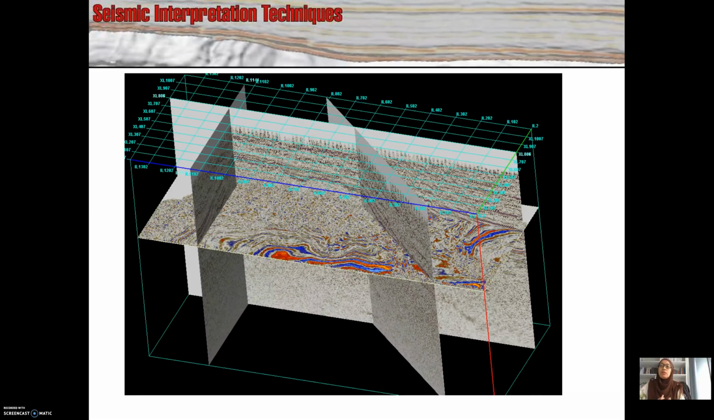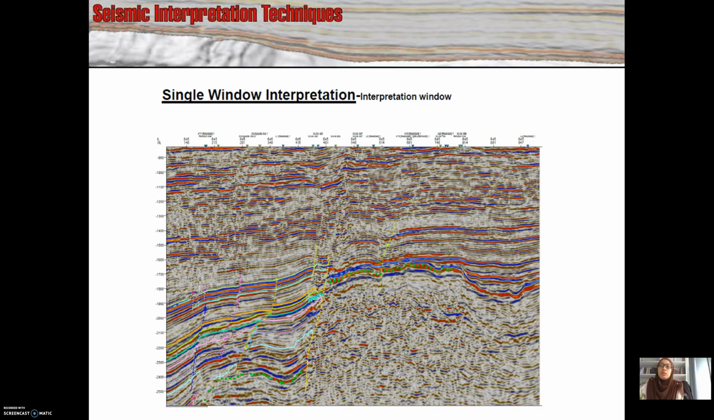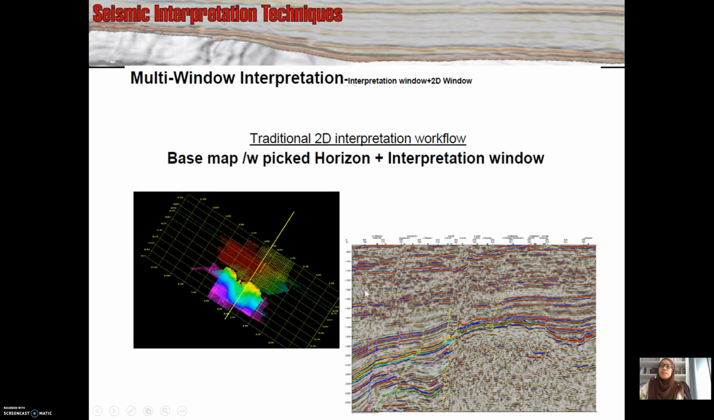This is the example. You can see things in diagonals, in cross line, in inline, in time slice. This is an example from Petrel. So for 3D, you can still work with 2D. It means you can still work in the 2D domain. So this is a 2D domain. For 3D data, in the interpretation window, you can pick the faults, you can pick the horizons, you can predict the next picking area, picking location for the same horizon.